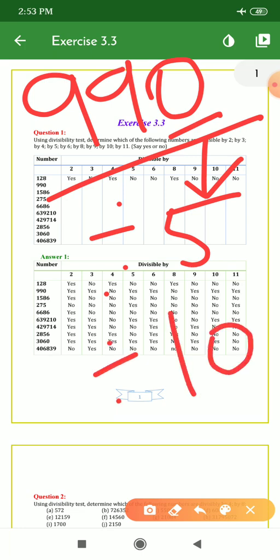So you can look here that it is yes for 5 and yes for 10 also. You can see up. Okay.